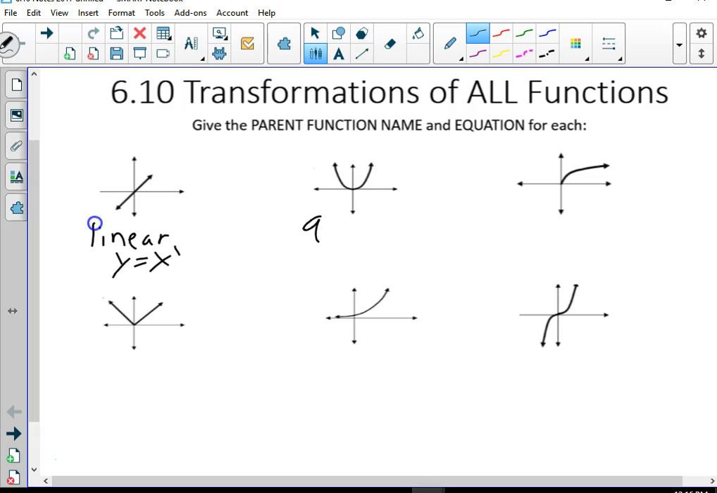Okay, this one is quadratic. This is y equals anything with x squared. That's the important part. That shape here, this is called a parabola. This third one over here is a square root. I'm just going to abbreviate it. Y equals the square root of x.